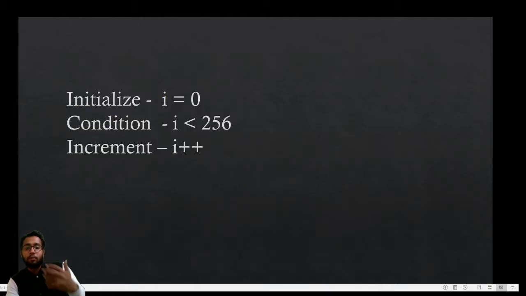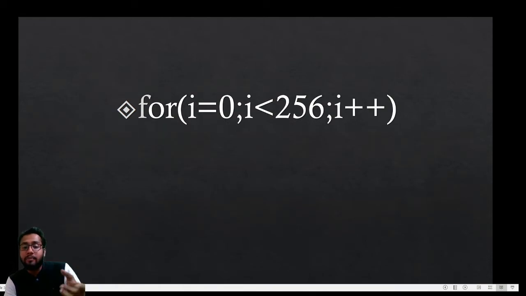Increment is increasing the variable value, and decrement is decreasing the variable value. Suppose I have taken a variable I. Initialization: I equals 0. Condition: I is less than 256. Increment: I plus plus. So now the code will look somewhat like this: I equals 0, I is less than 256, I plus plus.